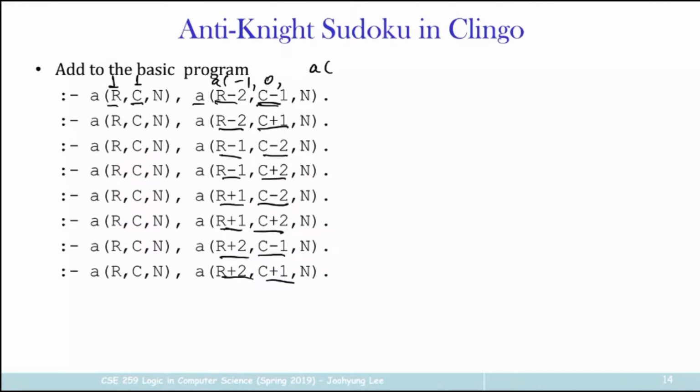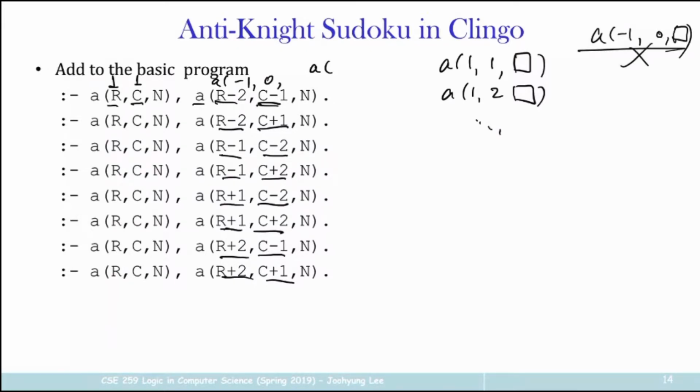Remember, in addition to the basic formalization, we give the instance, right? A 1, 2. So we give this instance. We never give A minus 1, 0. This can never be true. So the outer bound has no problem. If you worry about it, you can also write some conditions, but that's redundant.